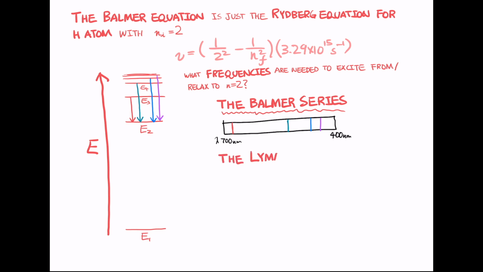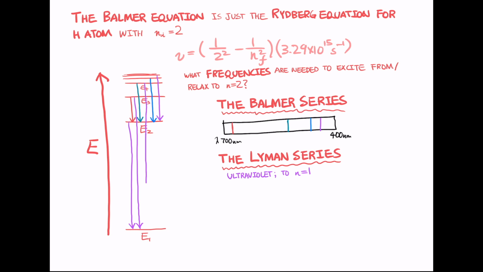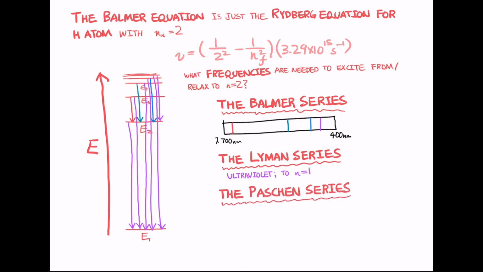For instance, the Lyman series, which is in the ultraviolet region. The Lyman series shows the frequencies for relaxation to n equals 1. Since the electron experiences a greater energy transition, the emitted light will have greater energy and therefore greater frequency. On the other hand, the Paschen series shows the frequencies for relaxation to n equals 3, and it's in the infrared region.